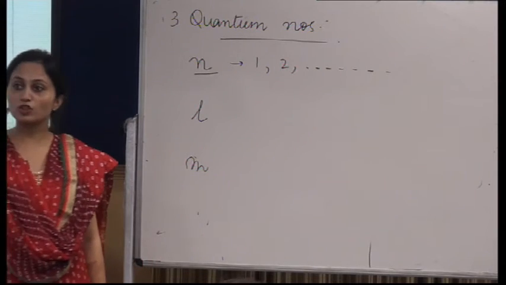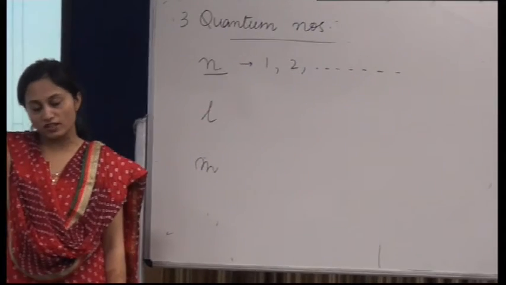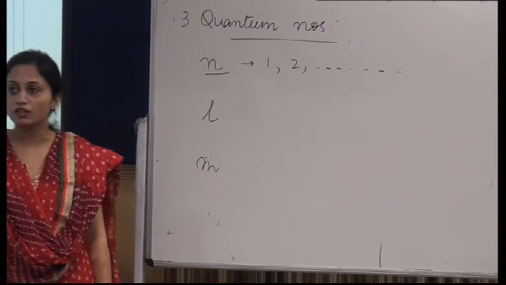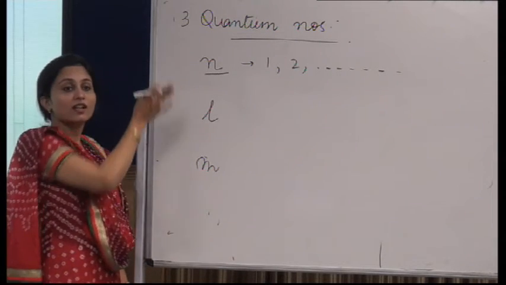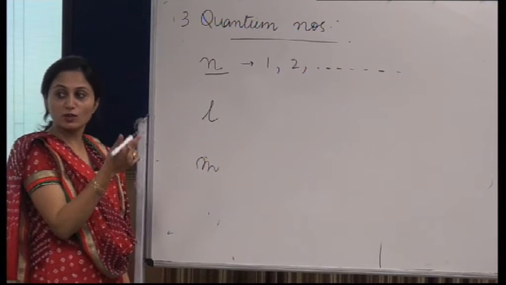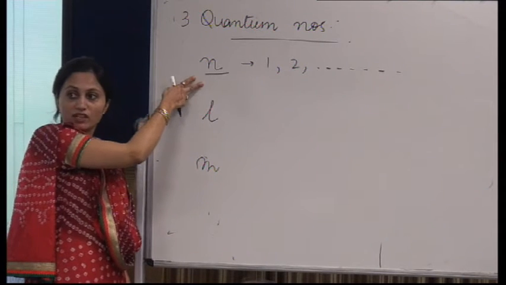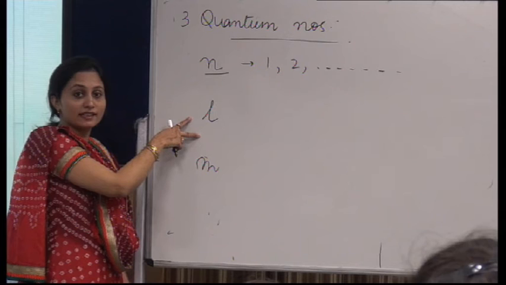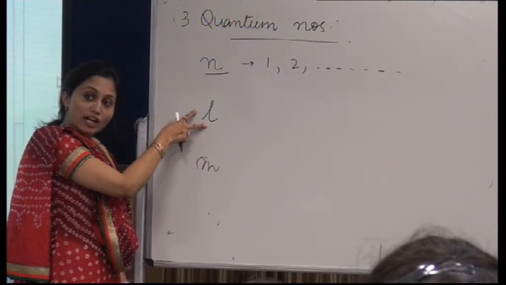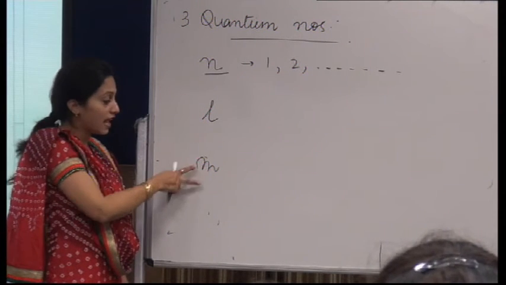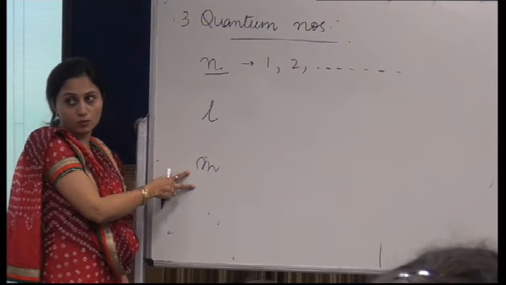And what is the information that we get from the solution? We get 3 quantum numbers. What are those 3 quantum numbers? N, L, M. Principal quantum number, azimuthal or angular momentum quantum number, and magnetic quantum number.